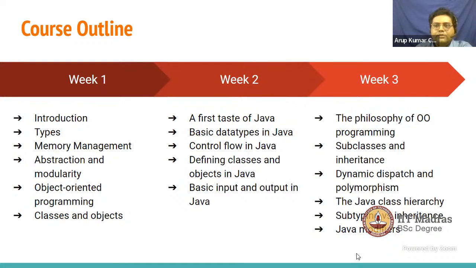So we'll come to know different object-oriented approaches or features like subclasses, inheritance, etc. Then there are more, like dynamic dispatch, polymorphism. These are the features of object-oriented programming. So once the course starts, you'll come to know what those things are. Then the Java class hierarchy. Then what is the difference between subtyping and inheritance?